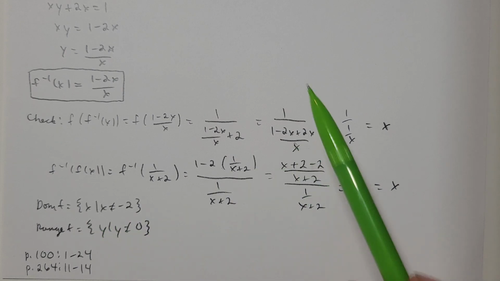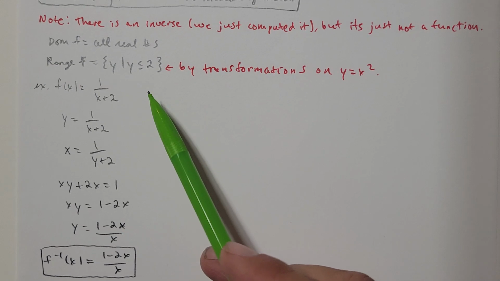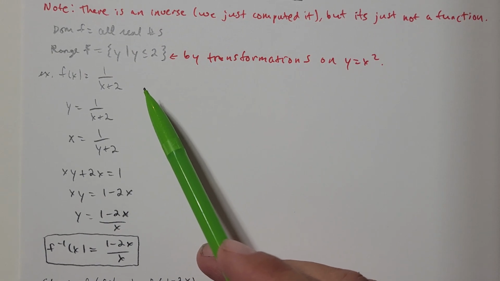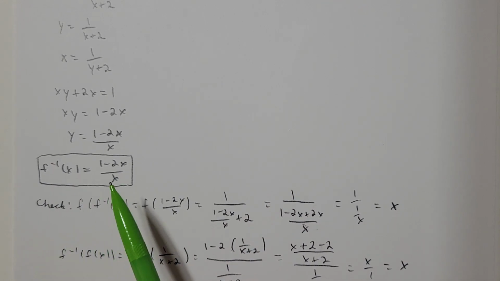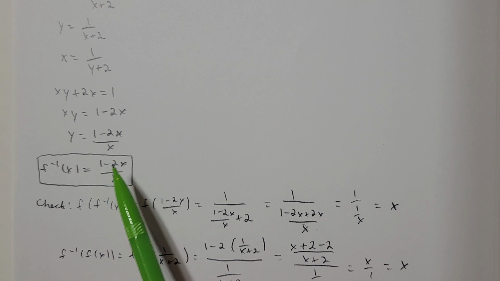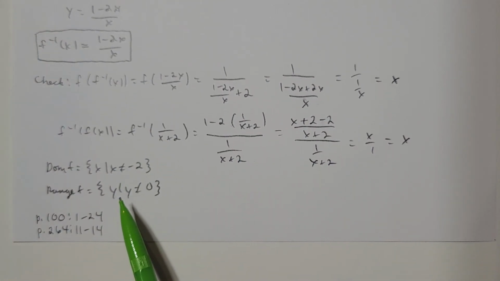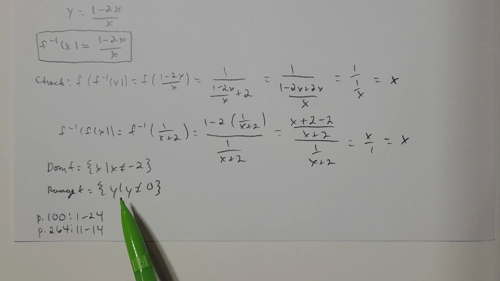And the range of f, what's coming out of the function, is the same thing as the domain of the inverse. So here's the inverse we just computed. What is its domain? Well, I know I can't divide by 0, so just don't let x be 0. The only change would be to call it y instead of x, because you're talking about the range of the function f. So it'd be the set of all y values such that y is not equal to 0.